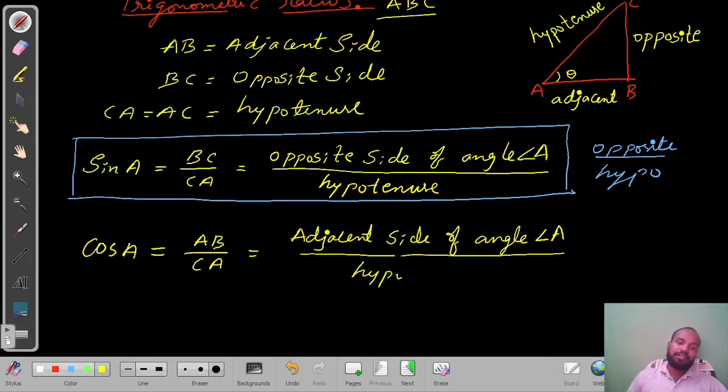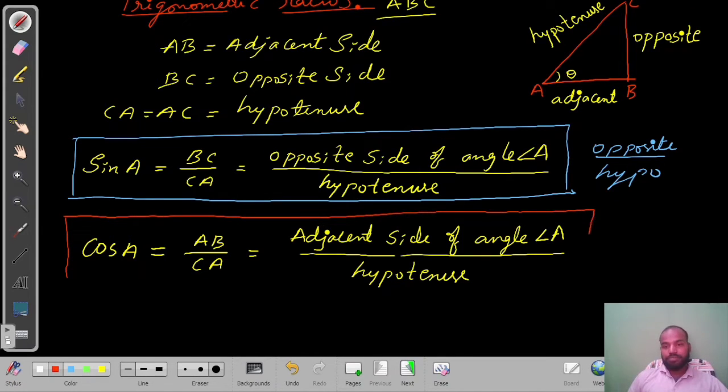Yeah. So this is your cos value. Remember clearly. Okay, I will say one more time. What is cos value? Cos A is adjacent side by hypotenuse. Next one is your third one, that is tan.